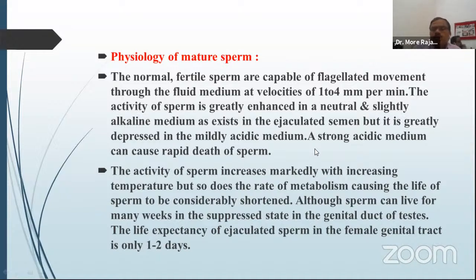Although sperm can live for many weeks in the suppressed state in the genital tract of the testis, the life expectancy of the ejaculated sperm in the female genital tract is only 1 to 2 days. Meaning for 1 to 2 days, the sperm has the ability to fertilize the egg. So this is actually the life expectancy.